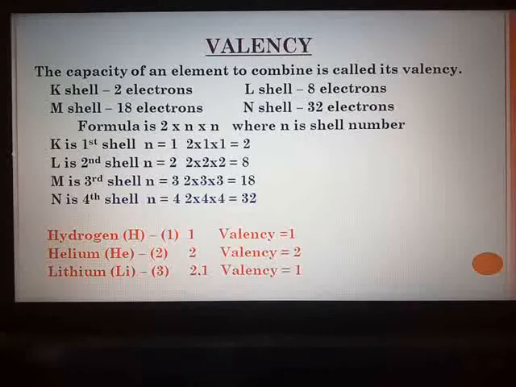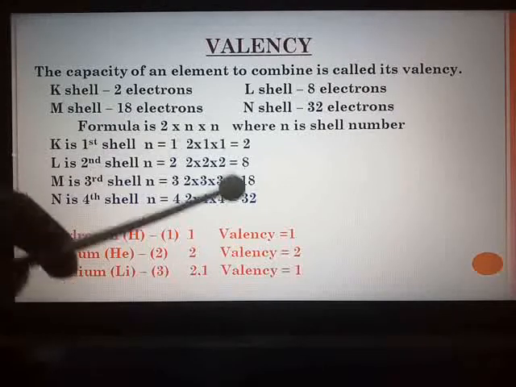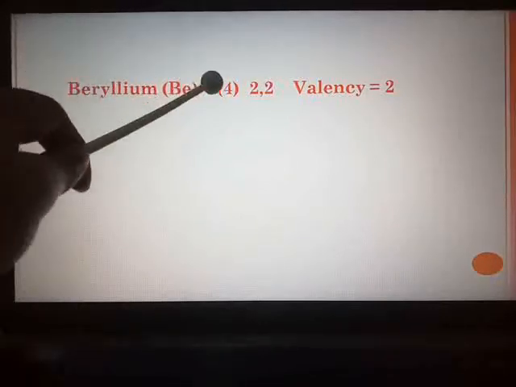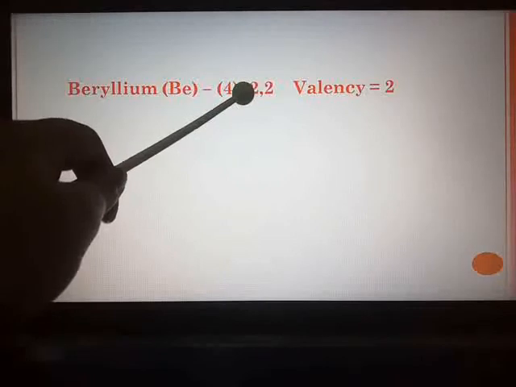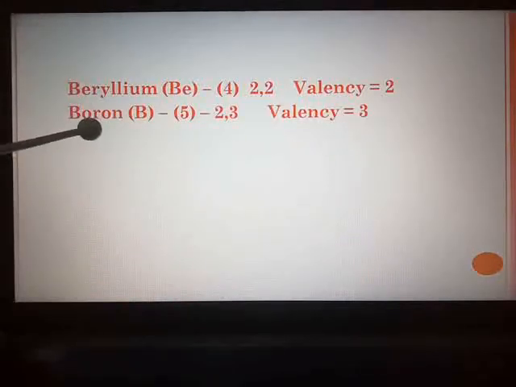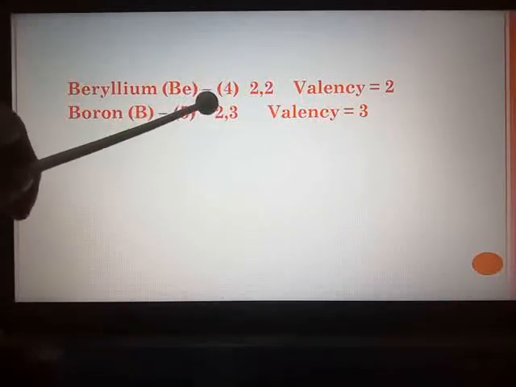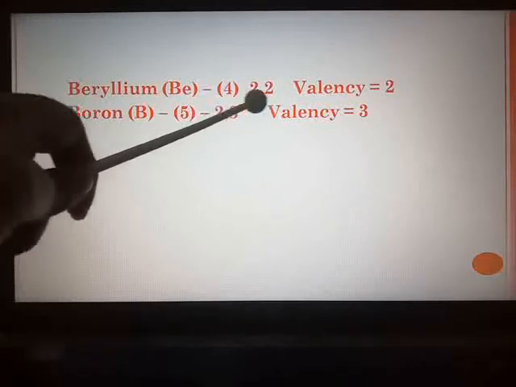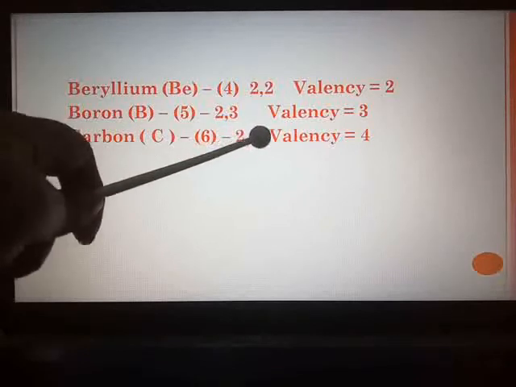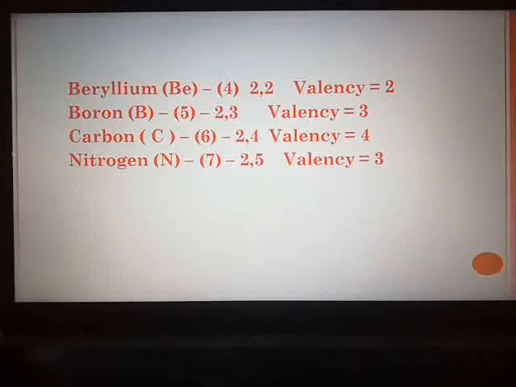So if lithium wants to become stable, then it will have to donate this 1 electron and hence valency is 1. Let us go to the next element, beryllium. Atomic number is 4. So 2 in the first shell, 2 in the second shell. In the second shell there are 2 electrons. So valency is 2. For boron, 5 is the atomic number. So 2 in the first shell, 3. Valency is 3. Carbon, 6, 2, 4. Valency is 4. Now be careful.